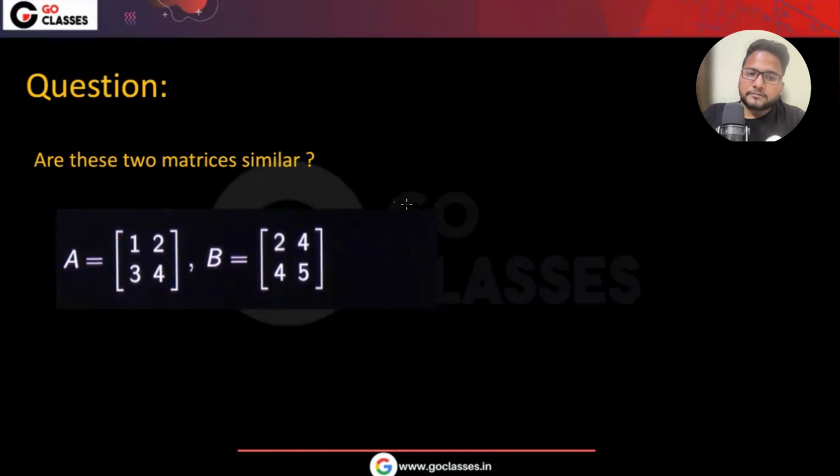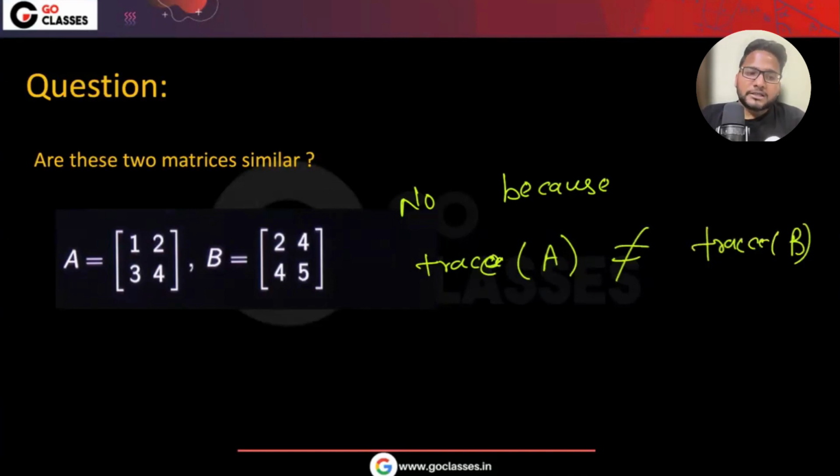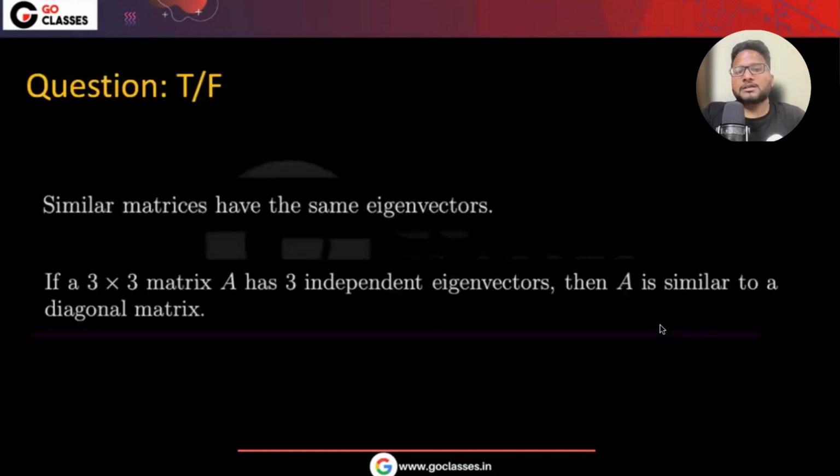So I can say no, because the trace of A is not equal to the trace of B. So checking whether matrices are similar or not is very, very easy if they are not similar. You can just check using the trace, or using the determinant or something like this, right? A is not similar to B. Okay. Let's see this.